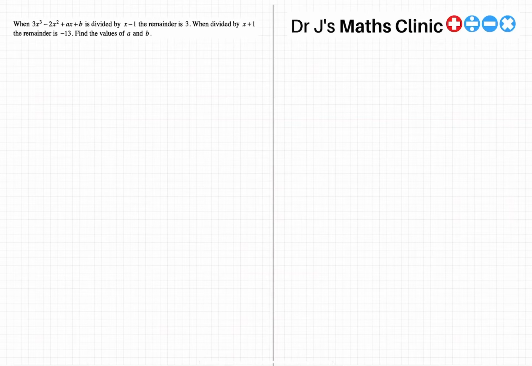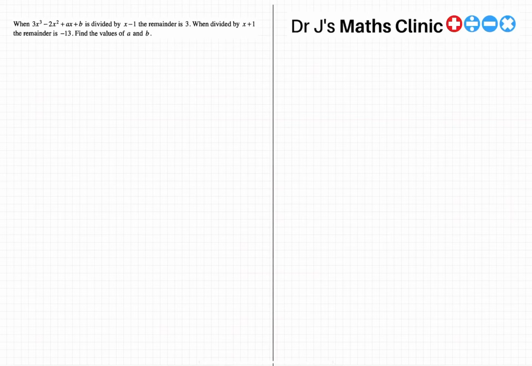Okay, here's our question. When 3x cubed minus 2x squared plus ax plus b is divided by x minus 1, the remainder is 3. When divided by x plus 1, the remainder is negative 13. Find the values of a and b. Well, this is basically a remainder theorem question.